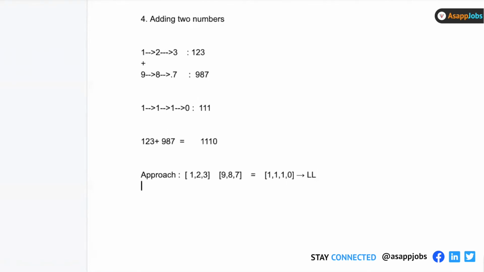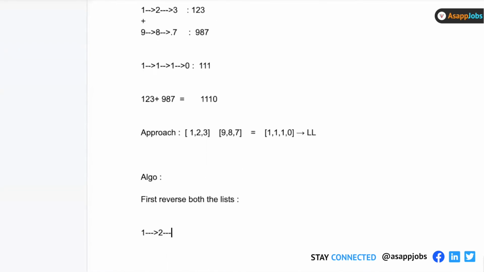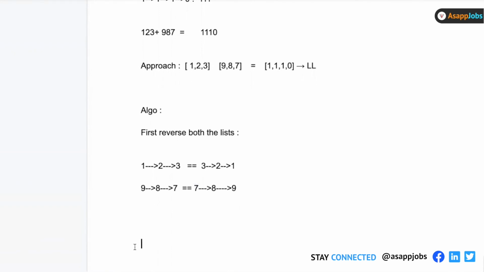So what our algorithm should be is that first we reverse. So 1 2 3 becomes 3 2 1, and then 987 is reversed too. Now I have one pointer here and one pointer here. So add these two values and keep moving forward. I add 7 and 3, so I got 0.